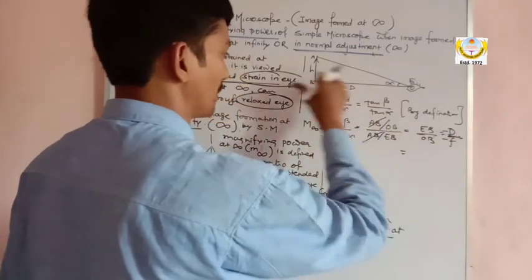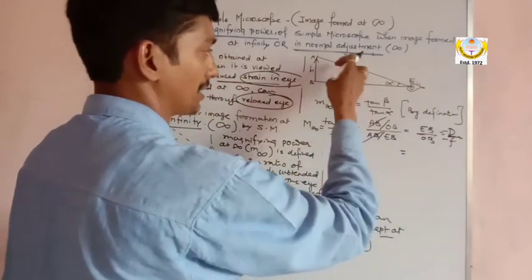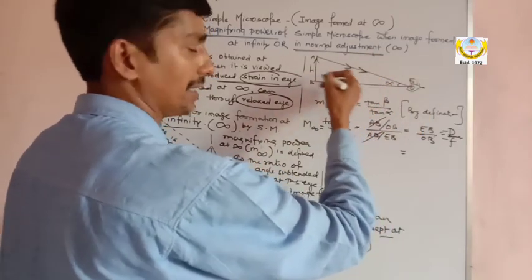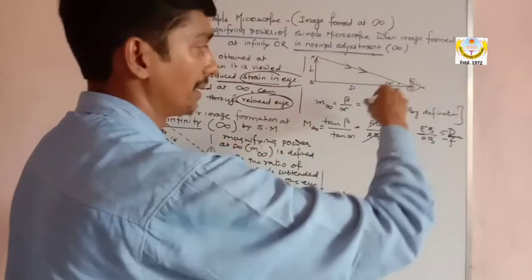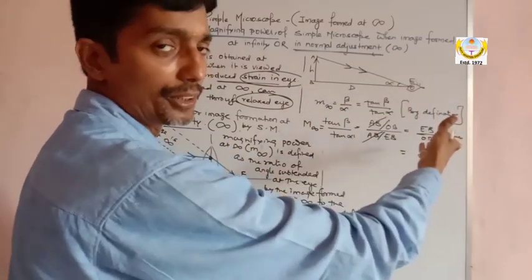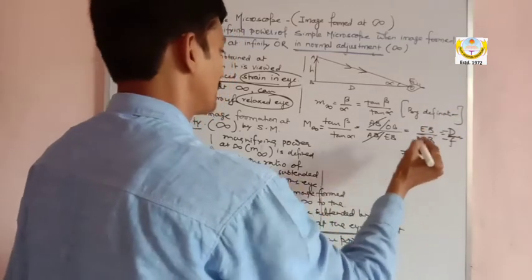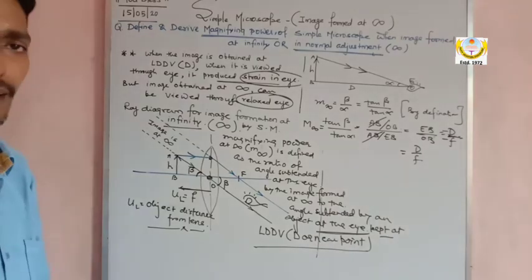Why minus D? Because the object is viewed this way and the light converges to the eye this way. So the distance of the object is measured opposite to the light ray going. I am applying Cartesian, my dear. I told you that I can apply Cartesian, so the answer will be D by F. I hope it is clear.